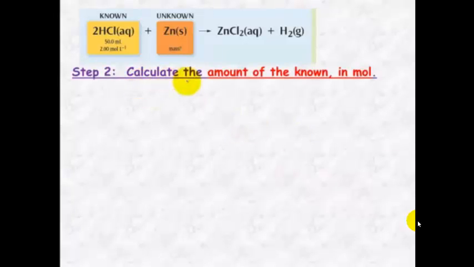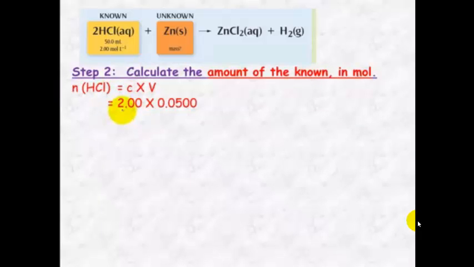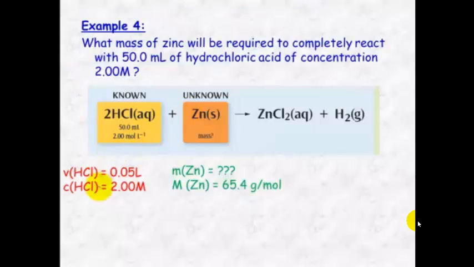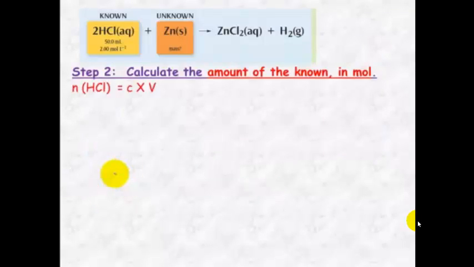So, calculate the amount in mole of the known. We know the number of mole of hydrochloric acid will equal C times V, which was 2.00 times 0.0500. We had that from the previous slide; this is just information I'm transferring over now. So that equals 0.100 mole.